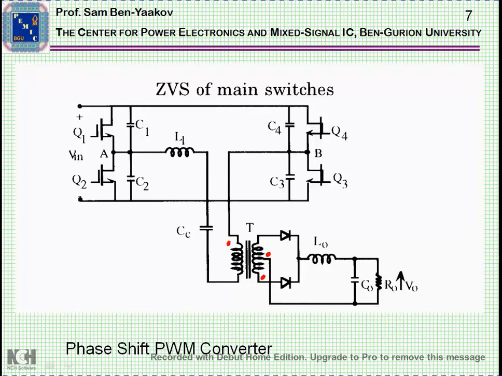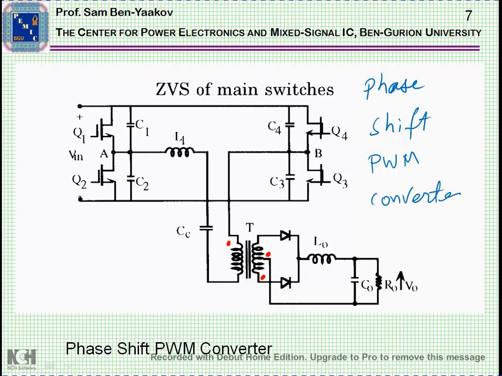Now let's move forward to demonstrate an active lossless snubber, and I'm going to show it on a bridge type converter, which is called a phase shift PWM converter. Basically, we have 4 transistors here, which are feeding a transformer, which has a rectifier, the output, and of course this is the output section.